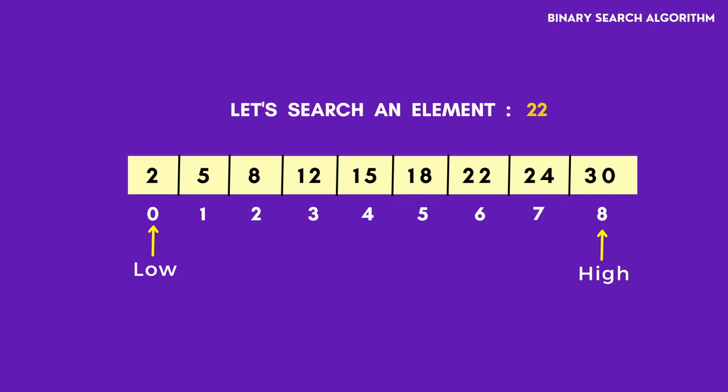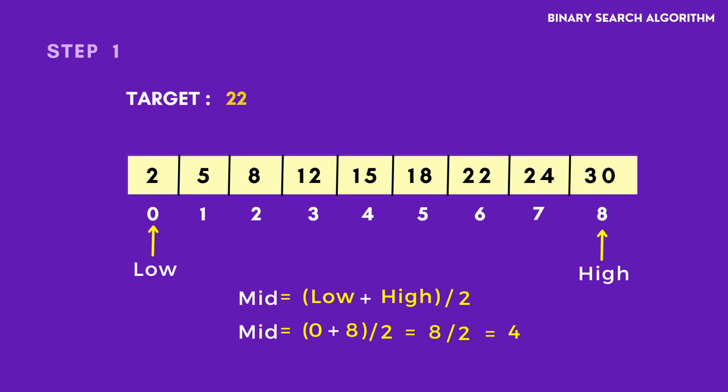We need to find where this element lies. We can consider this 22 as the target, because I need to search for the 22 element in the array list, so I am just keeping the name as target over here. Now we have a low and a high. Step 1, every time, is finding the mid. The low value is 0 and the high value is 8. Doing the calculation, 8 divided by 2 is 4, so the mid value is 4.